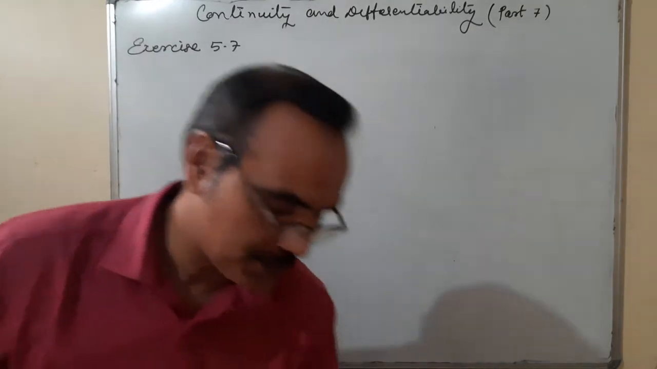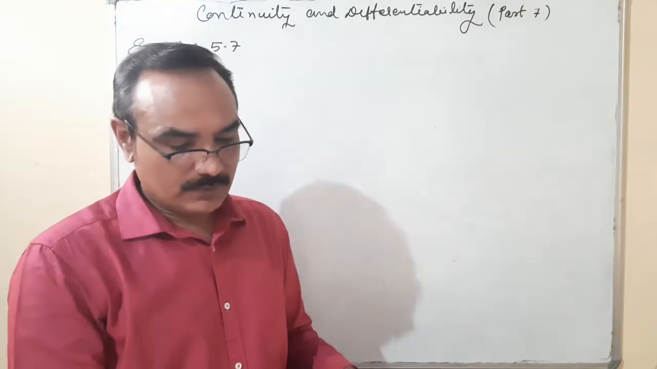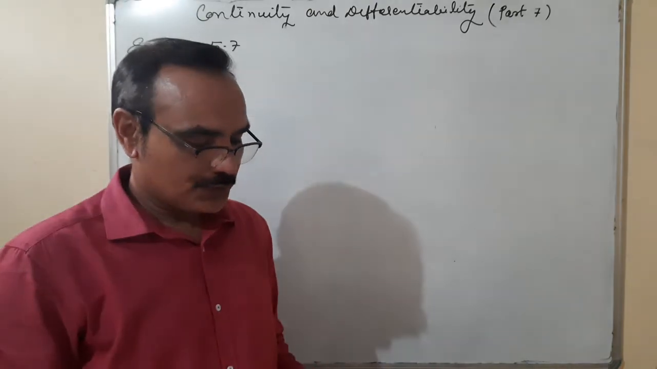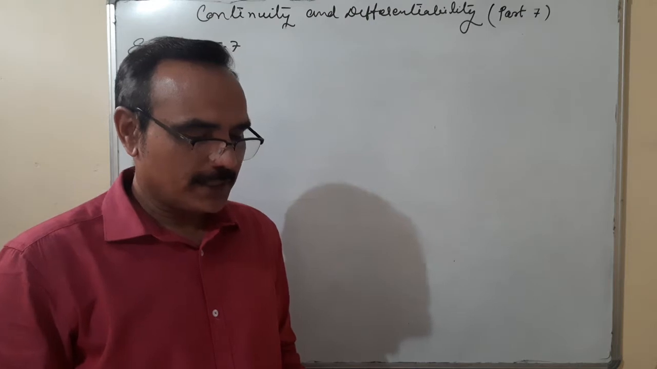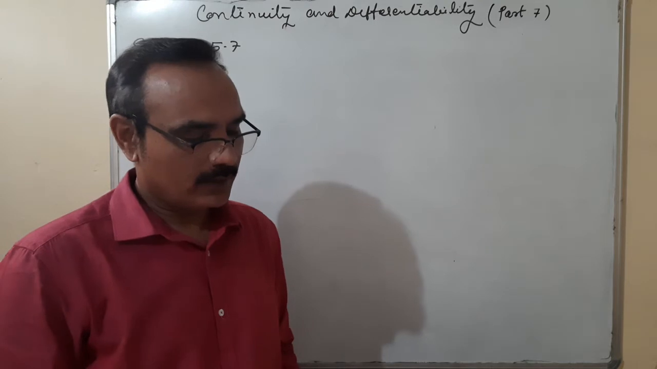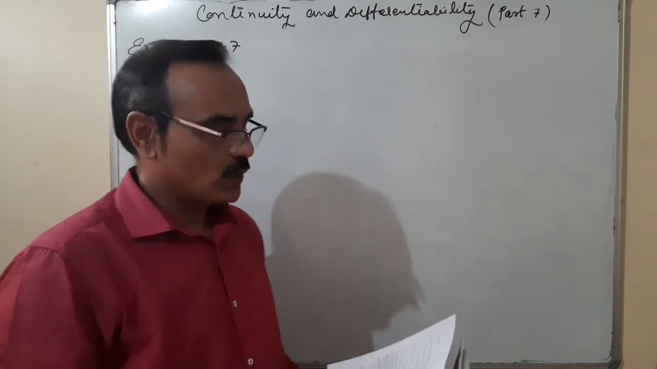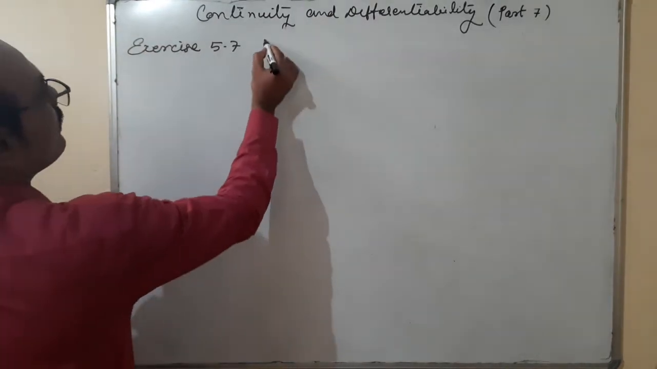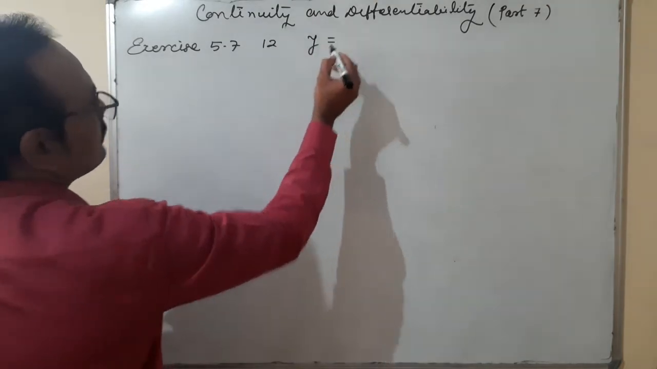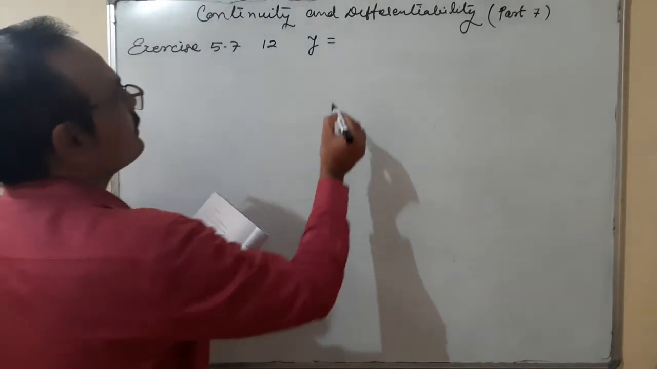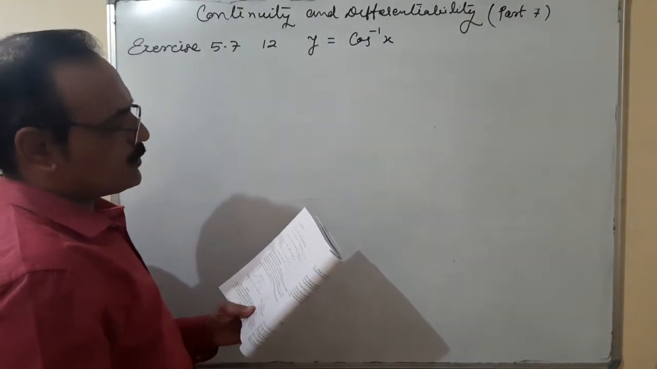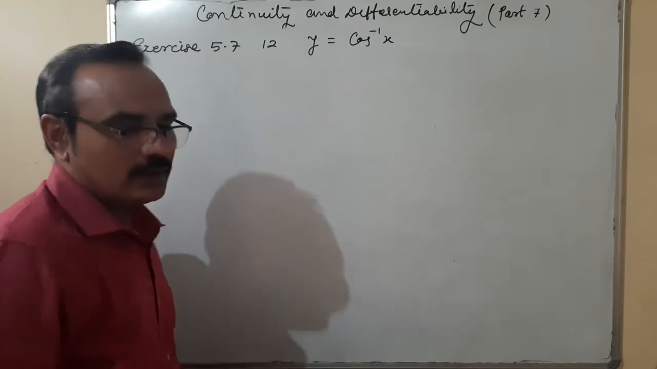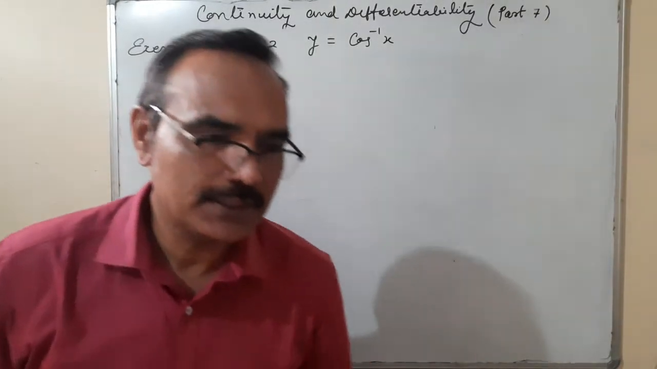On other pages, many questions are there to be solved. Question number 12: y is equal to cos inverse x. Find d square y by dx square in terms of y alone. That means we are going to find d square y by dx square in terms of y.